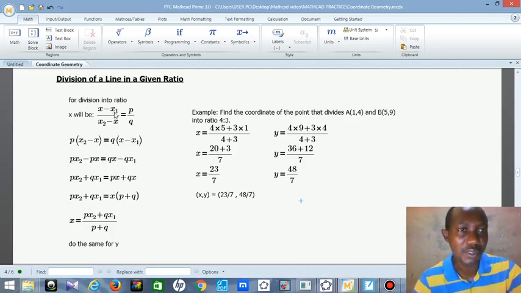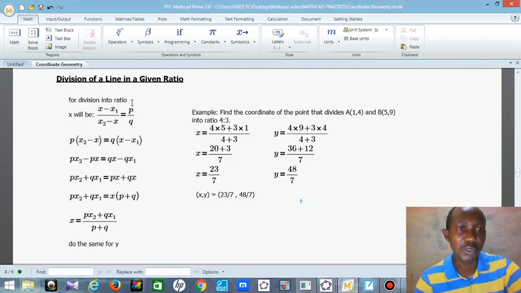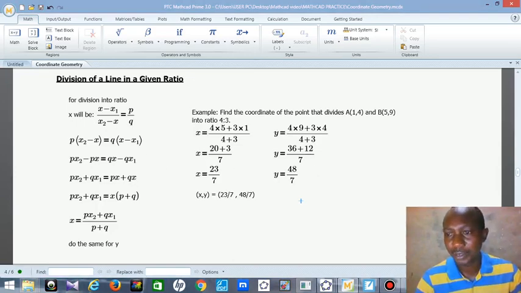The only difference is in midpoint, you equate these values here, x minus x1 equal to x2 minus x. But for ratio, you divide them, x minus x1 divided by x minus x2 equal to the ratio p over q that is given. So that is the end of today's class.